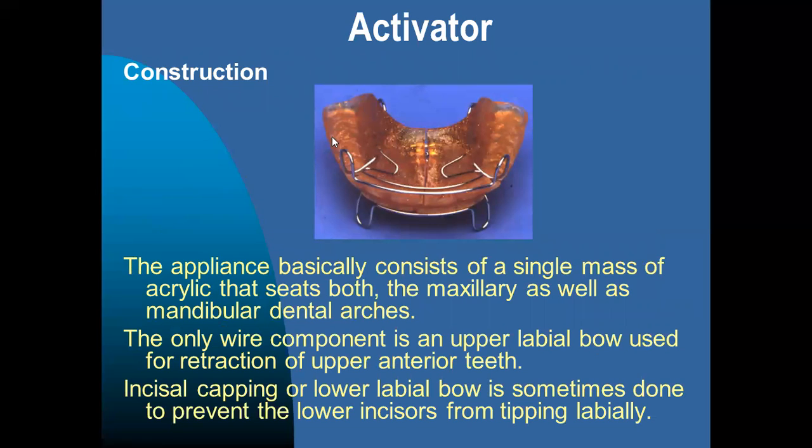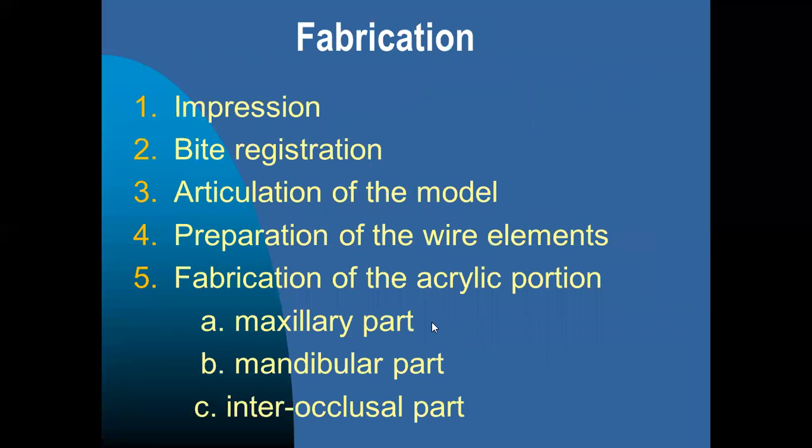Coming to the construction of the Activator, as I told you, it is a single component. It consists of a single massive acrylic that seats in both the maxillary and mandibular arches. The only wire component is an upper labial bow used for retraction of upper anterior teeth. And incisal capping or a lower labial bow is sometimes done to prevent the lower incisors from tipping labially.